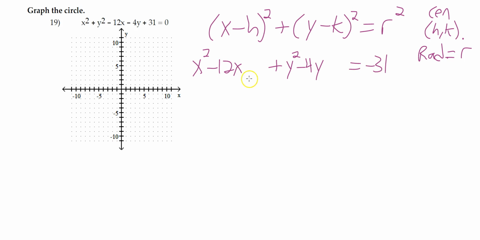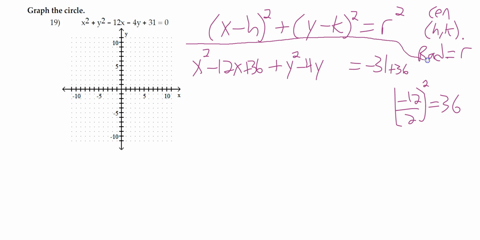I need to figure out what perfect number I need to add here. The way to do this, if you take the negative 12 and divide by 2 and square it, negative 6 squared is 36. It tells me I need to add 36 to the left, and of course add 36 to the right as well. So I'm going to need to subdivide a little bit.